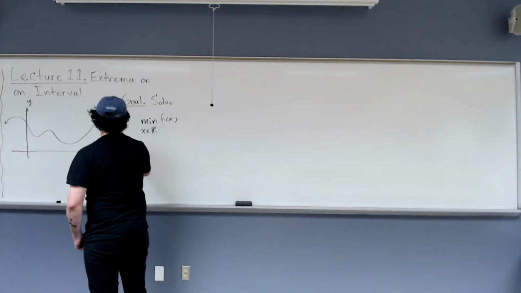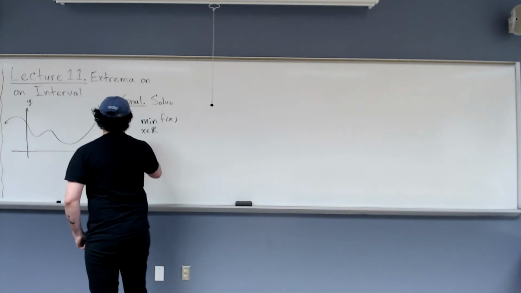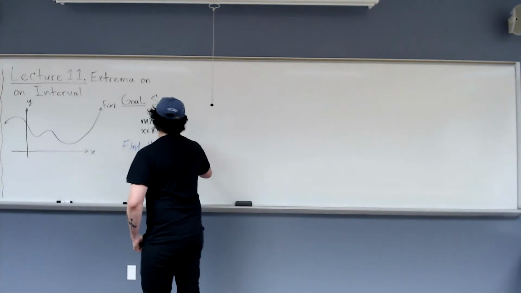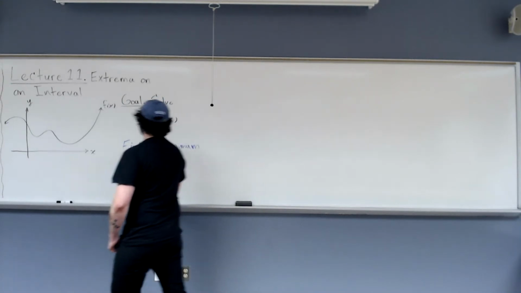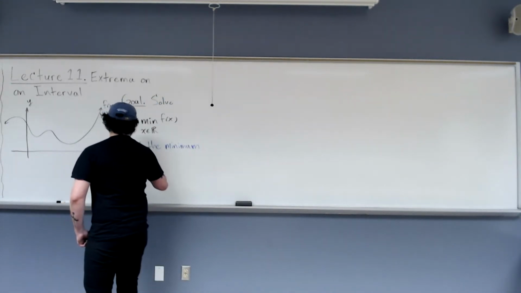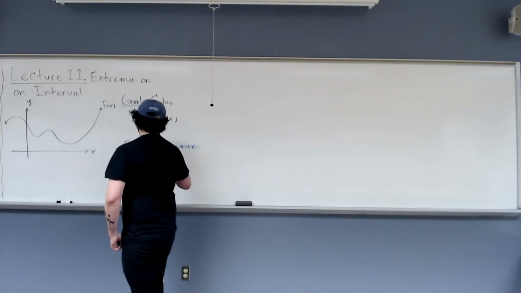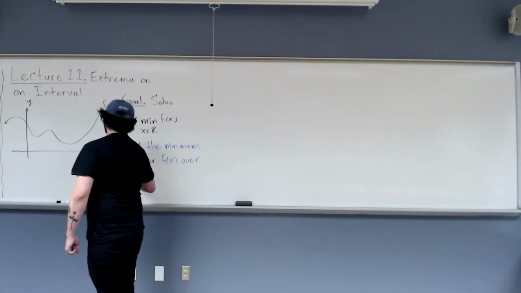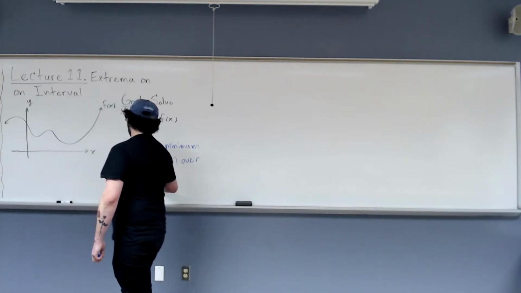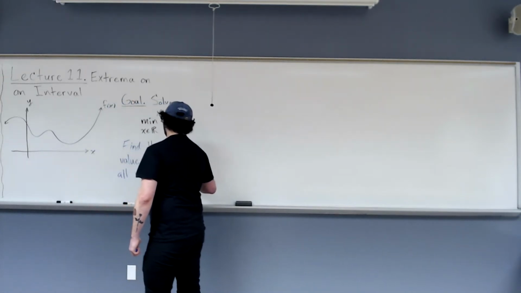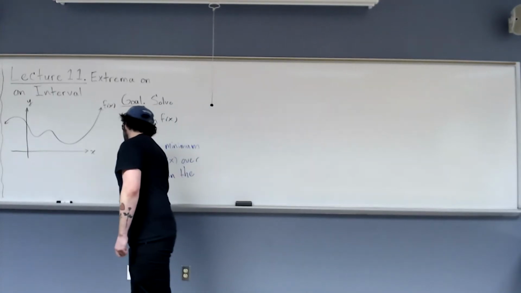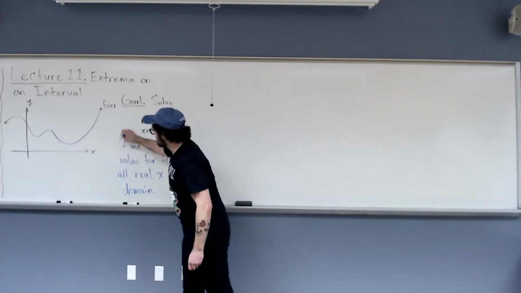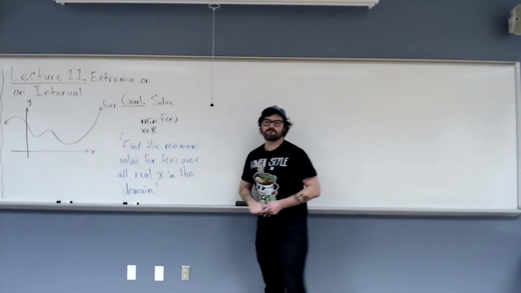So what this reads is, so, find the minimum value for f of x over all real x in the domain. Okay, so that's what this problem is more or less saying.